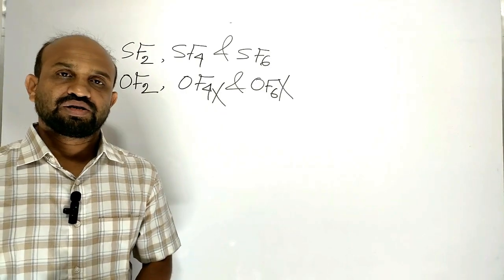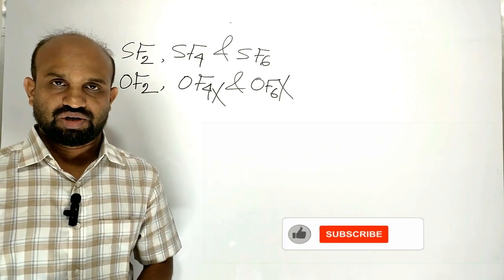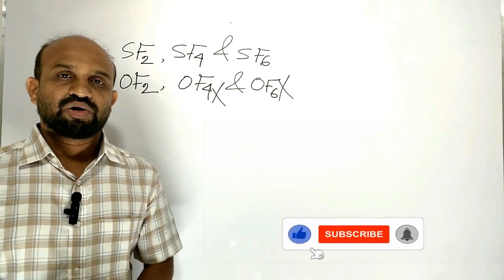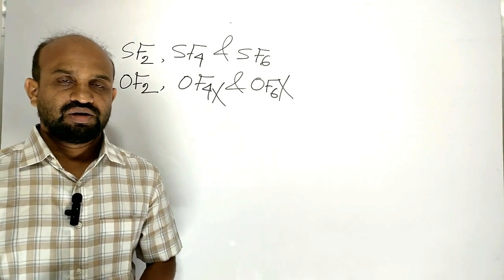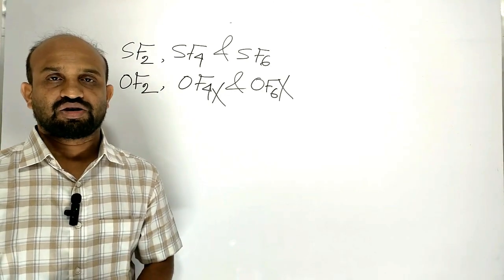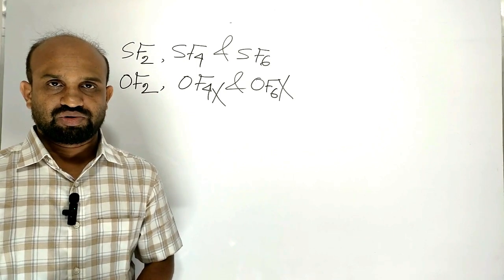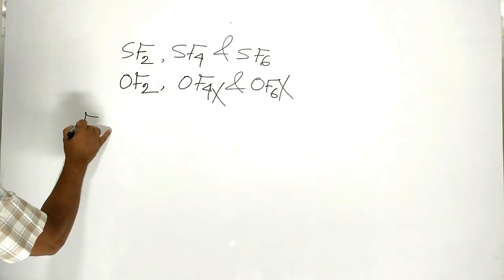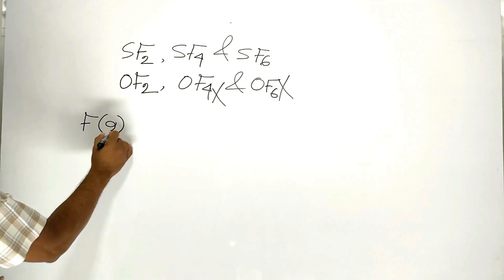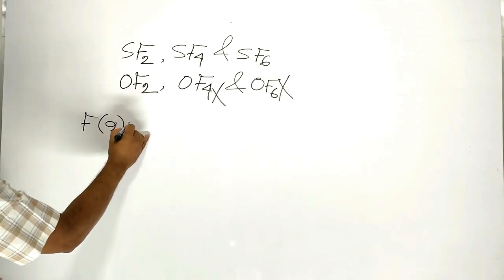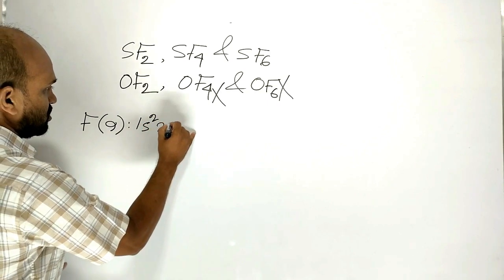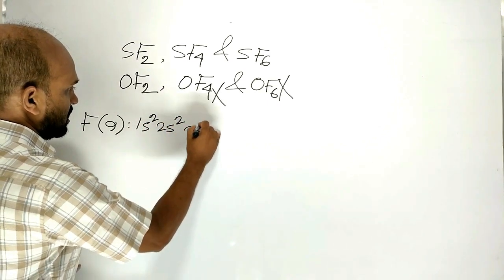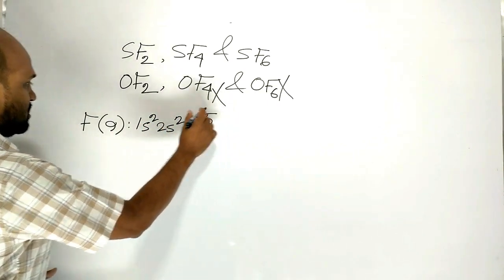First of all, let's see the electronic configuration of fluorine. Because in these compounds, fluorine is sp3 hybridized. Let's see the hybridization state of fluorine in these compounds. Fluorine, atomic number is 9. Electronic configuration is 1s2, 2s2, and 2p5.